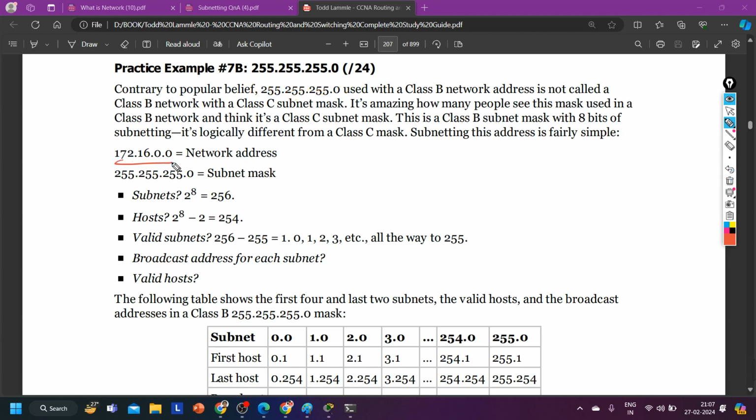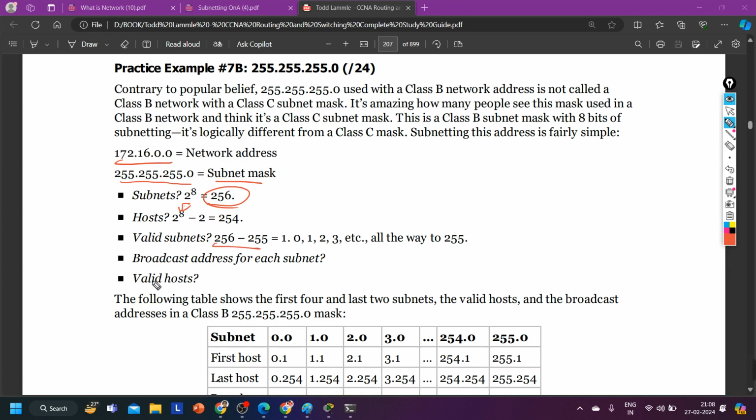See, the network address is 172.16.0.0 and the subnet mask is 255.255.255.0. How many bits have I borrowed here? 8 bits. So the total number of subnets is 256. Valid hosts: how many host bits are there? 8 host bits, because 24 are network bits, so 254 valid hosts.